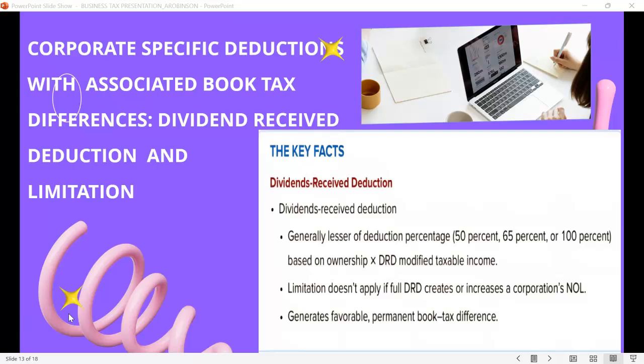The limitation does not apply if deducting the full dividends received deduction results in a current year net operating loss, and the corporation is allowed the dividends received deduction regardless of the modified taxable income limitation. The dividends received deduction is a tax deduction that is not a book deduction. Hence, it creates a favorable permanent book tax difference.